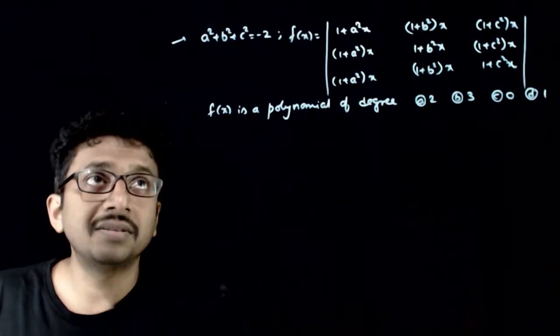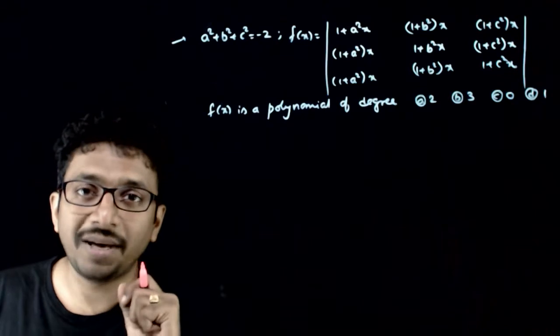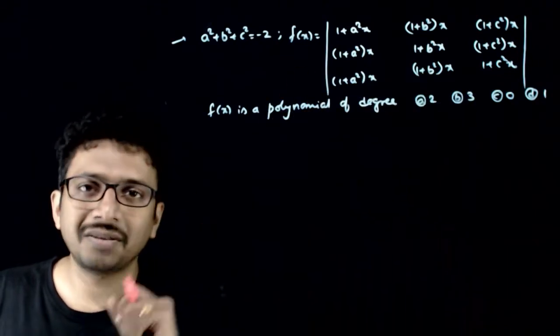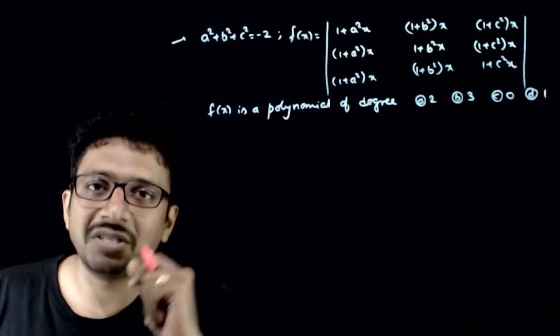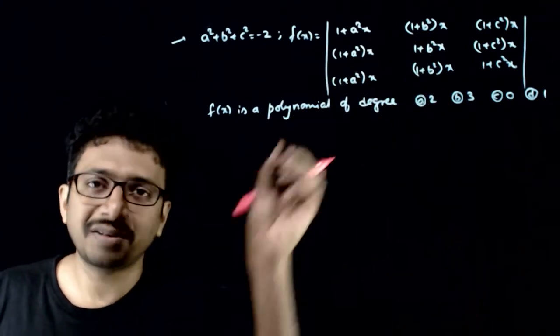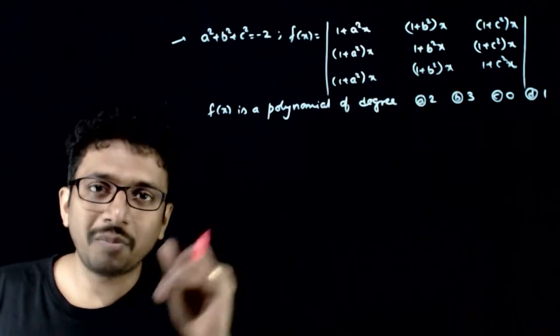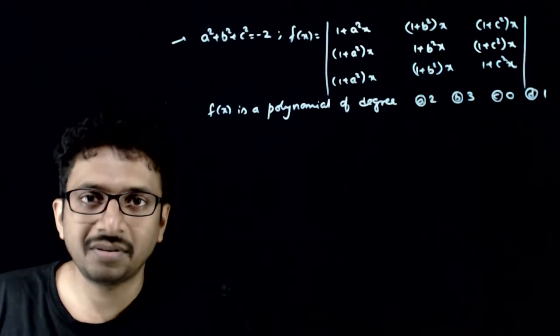So welcome students. In this question you're given that a square plus b square plus c square is equal to -2 and f of x is this big determinant. If that is so, f of x is a polynomial of which degree? That is, if you expand this f of x, you get a polynomial in x and you're asked to find the degree of f of x.